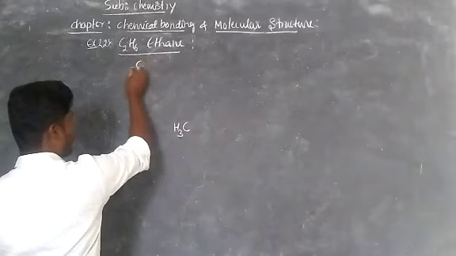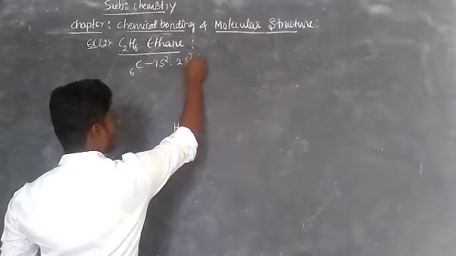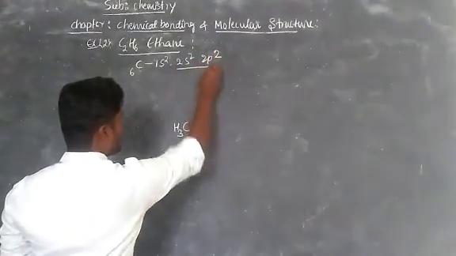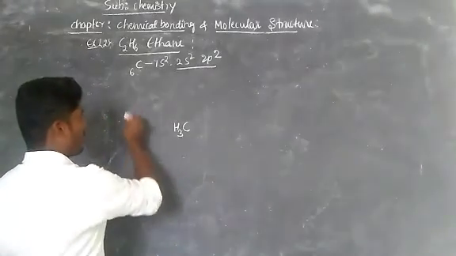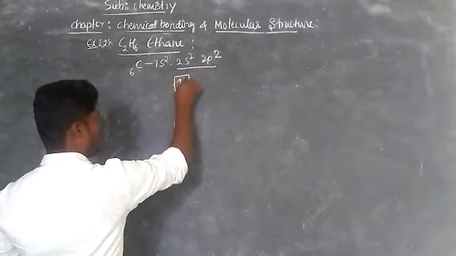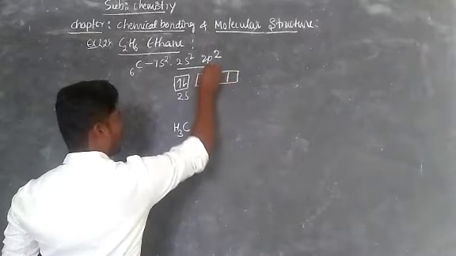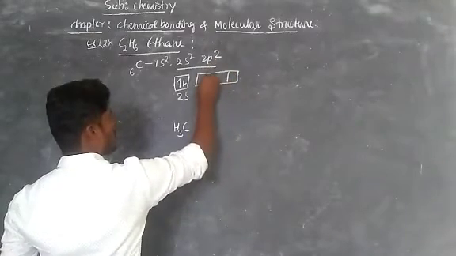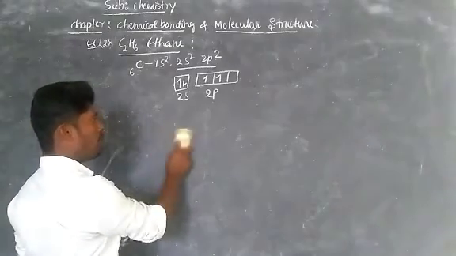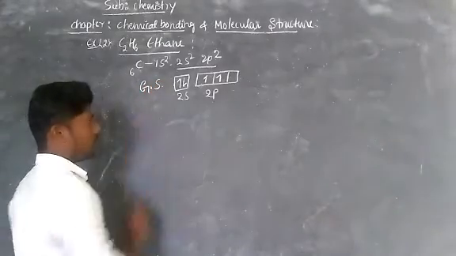The central atom is carbon, atomic number is 6, and the electronic configuration is 1s2, 2s2 and 2p2. So the outermost electronic configuration is 2s2 and 2p2. Then write its electronic configuration in orbitals. 2 electrons in 2s, and in 2p there are 3 orbitals. Here there are only 2 electrons, occupying 2 orbitals singly. Got it? Now observe, this is the electronic configuration, or arrangement of electrons, in the ground state.